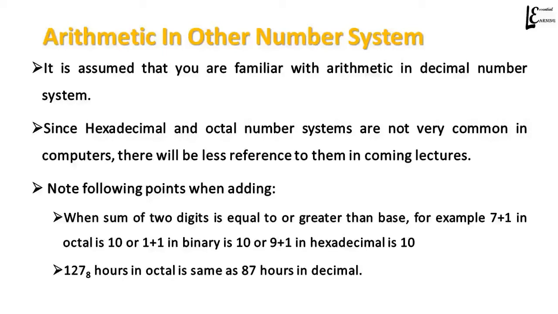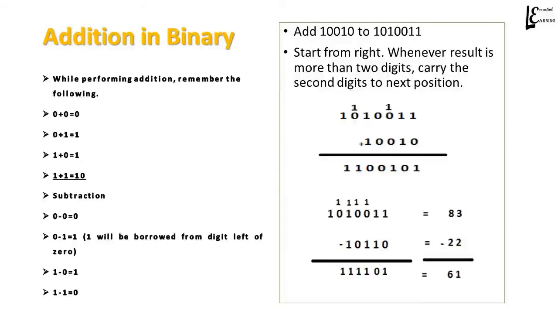The second thing is that numbers are equivalent. 127 in the octal number system is the same as 87 in the decimal number system. While performing addition in a number system, the following points must be noted: 0 plus 0 is 0, 0 plus 1 is 1, 1 plus 0 is 1, 1 plus 1 is 10.